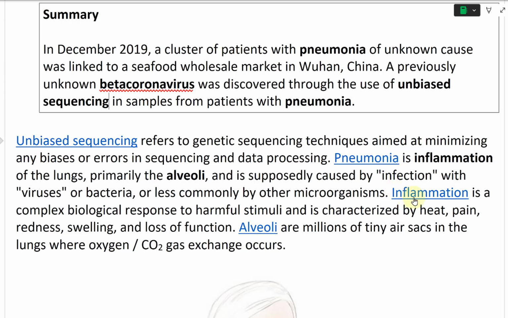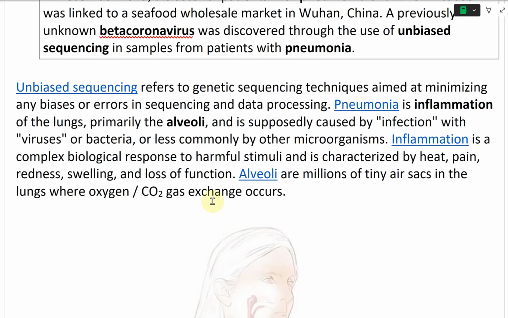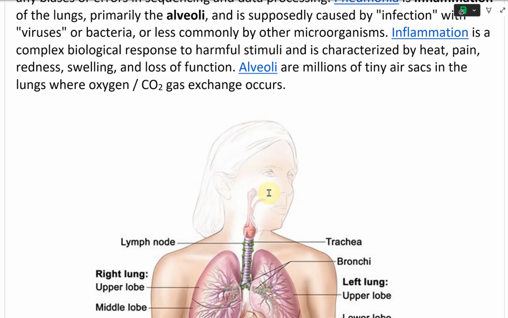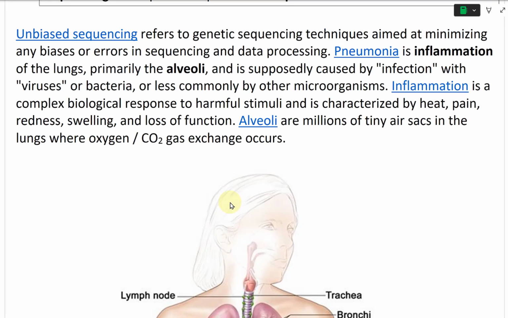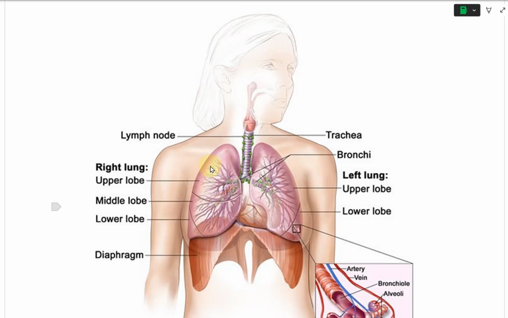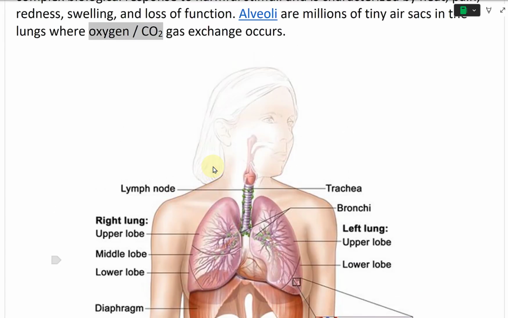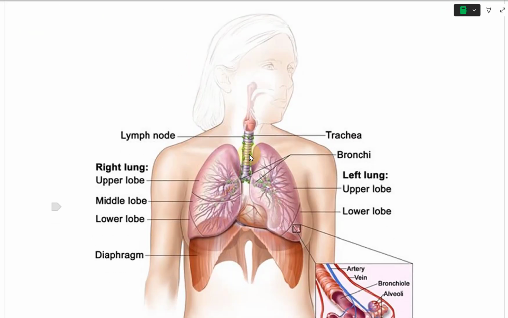All right, continuing further. So inflammation is a complex biological response to harmful stimuli and is characterized by heat, pain, redness, swelling, and loss of function. And these are just mainstream explanations of these. And alveoli are millions of tiny air sacs in the lungs where oxygen/CO2 gas exchange occurs, with the outer environment and the blood, and back and forth and so on. And in other words, that's pretty much where the source of breathing comes in, or getting the oxygen from the atmosphere and then exhaling the CO2 waste out of the body.